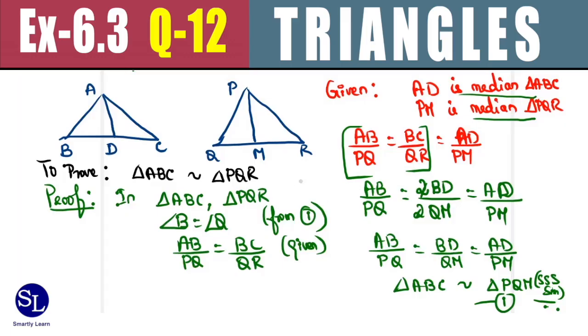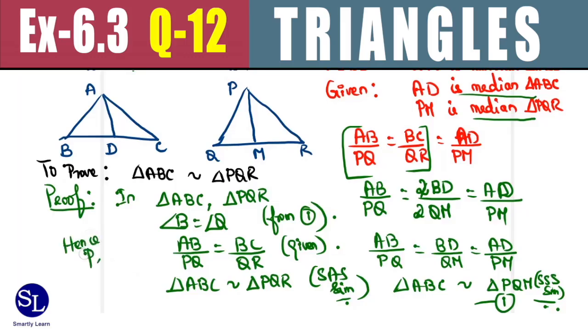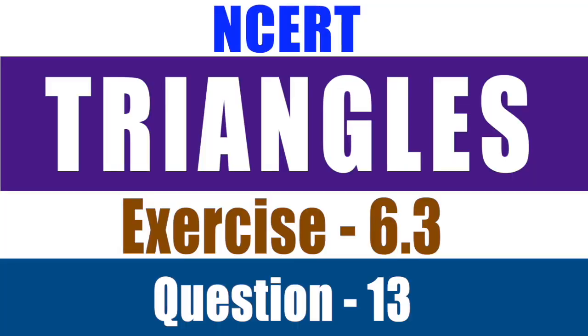Now that we have both of these facts, we can say that triangle ABC is similar to triangle PQR using SAS similarity because we have two sides that are proportional and one angle that is equal. Therefore, triangle ABC is similar to triangle PQR. So hence proved. In the next video, we will see how to solve the 13th question in this exercise.